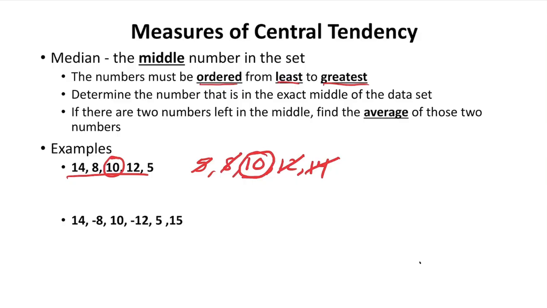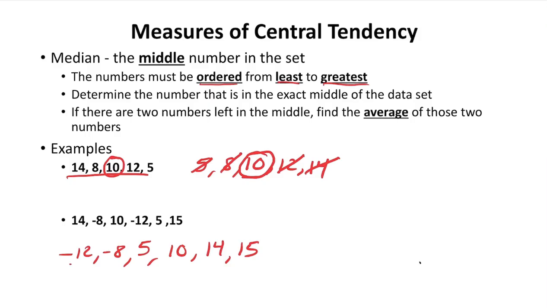But if you have 30 numbers, you can lose track real easy. It's hard to tell the middle numbers. Now let's look at this one. So we're going to put it in order first. Negative 12, negative 8, and then 5, then 10, then 14, then 15.